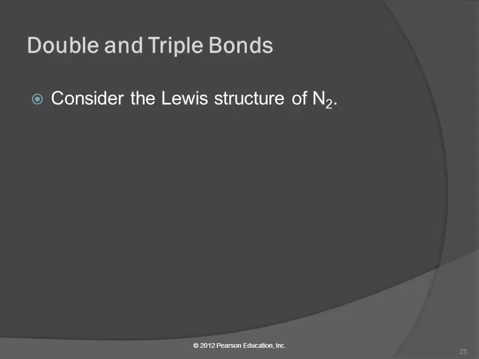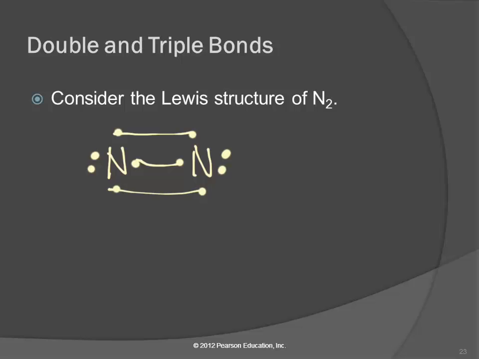Let's look at nitrogen. Nitrogen is also a diatomic element. Nitrogen has how many valence electrons? Five. One, two, three, four, five. So two nitrogen atoms trying to get octets, what can they do? Well, they could share that pair, and this pair, and that pair. That's called a triple bond.